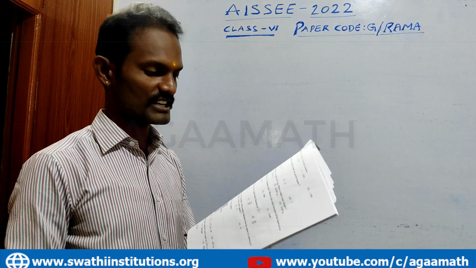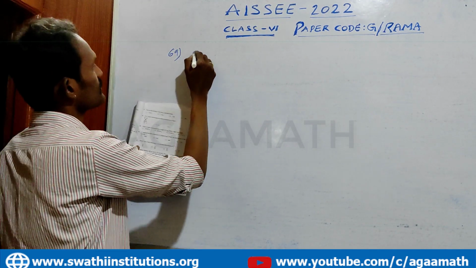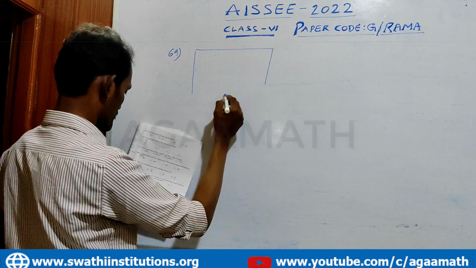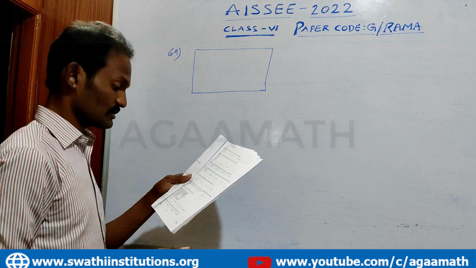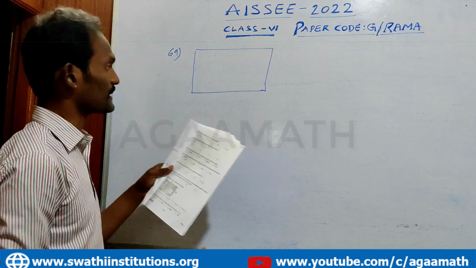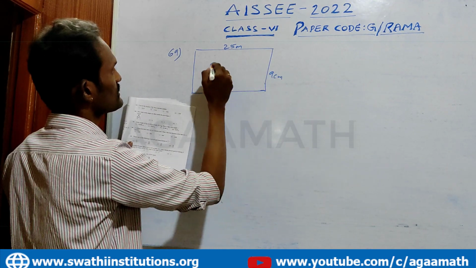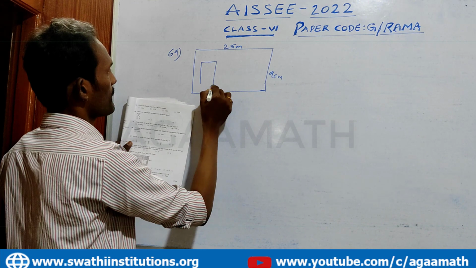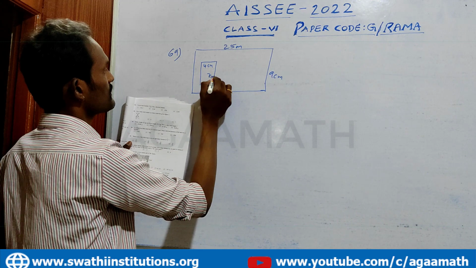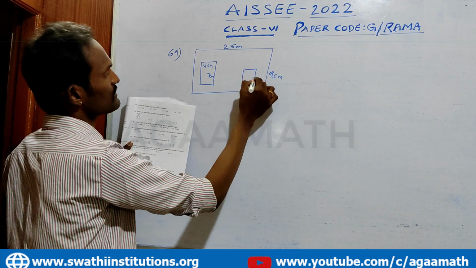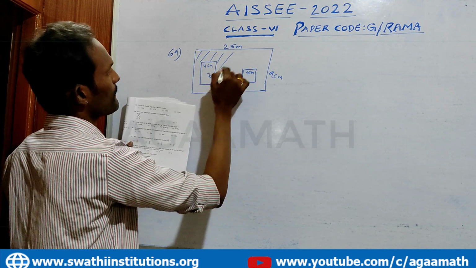Find the area of the shaded part of the figure. For the 69th question, it is the area of the shaded region. So this is 25 meters and this is 9 centimeters. It is 4 and the length is 7, and here it is 6 centimeters each, and the remaining part is shaded.